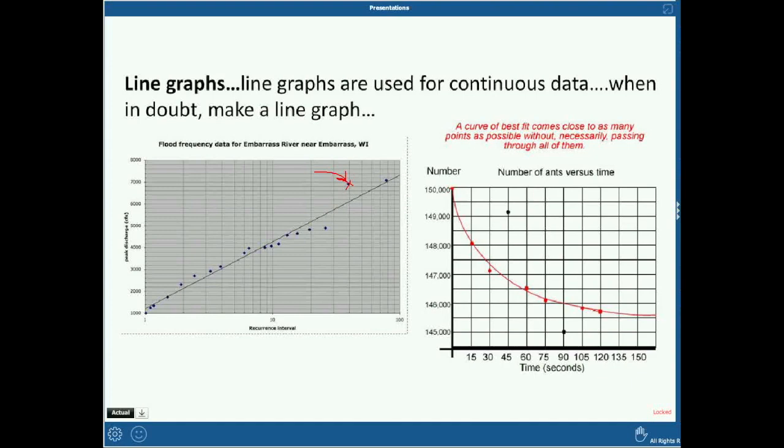But if it wasn't an outlier and I didn't have a specific reason to get rid of this guy, I would probably make my line a little closer to him. But that's just me.